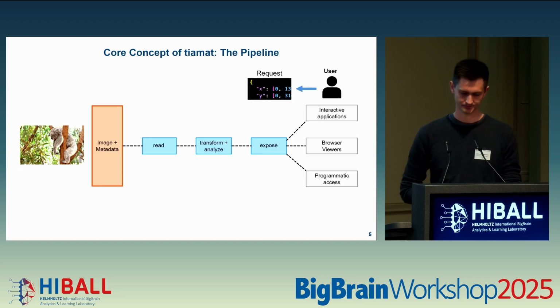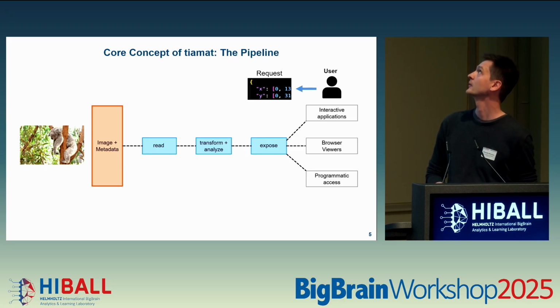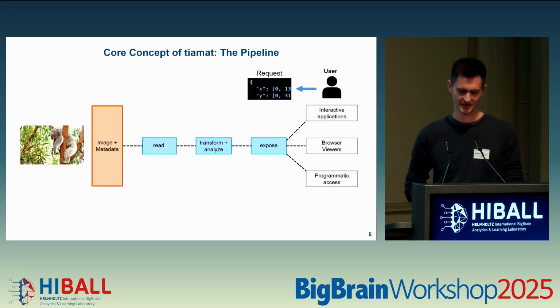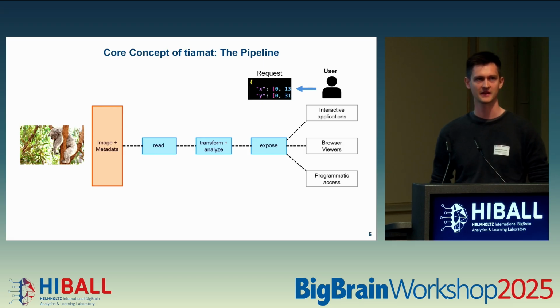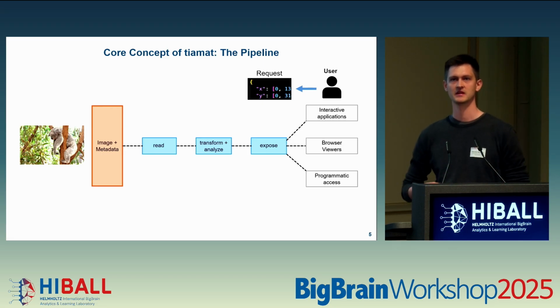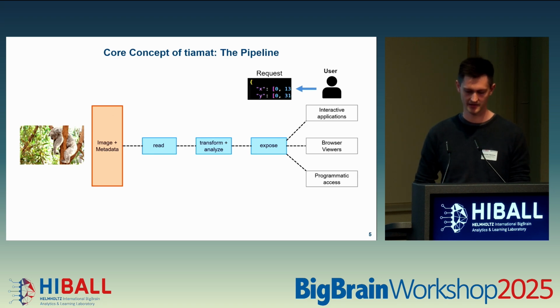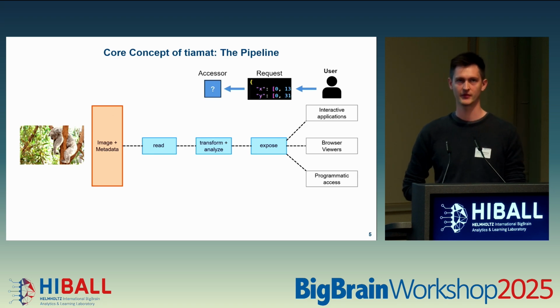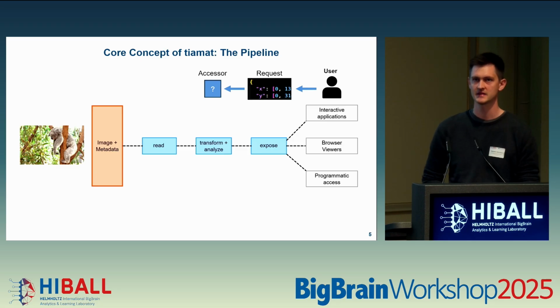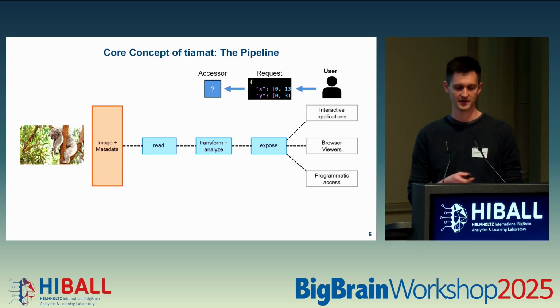And how it works is usually that, oh, it doesn't look pretty, but the user usually creates a request by coordinate slices he's interested in, like the region of interest he uses for his analysis. And this is then transformed with Tiamat into a bounding box, which we call the accessor, which basically defines the range of pixels that need to be requested from the image to serve the request of the user.